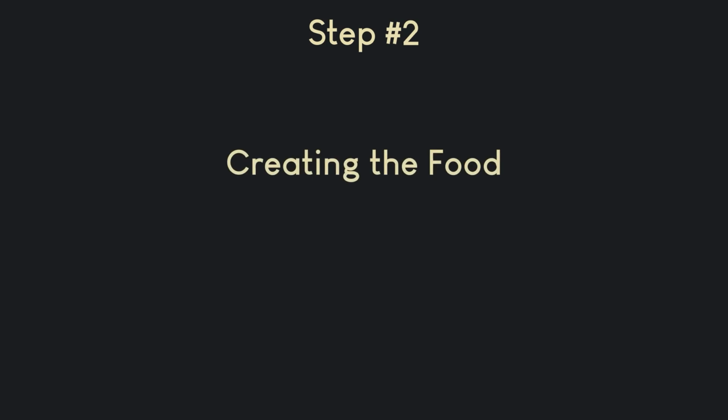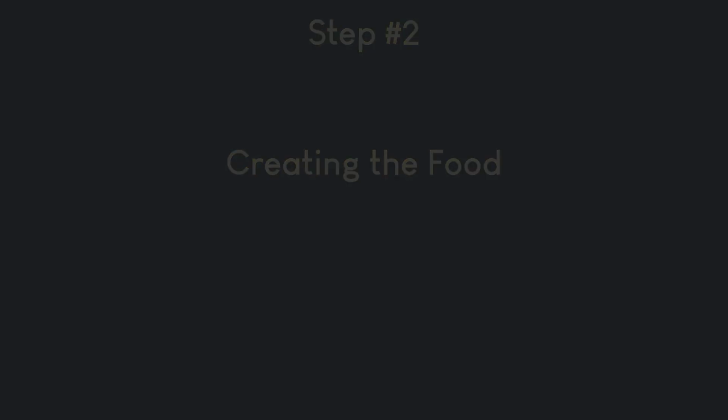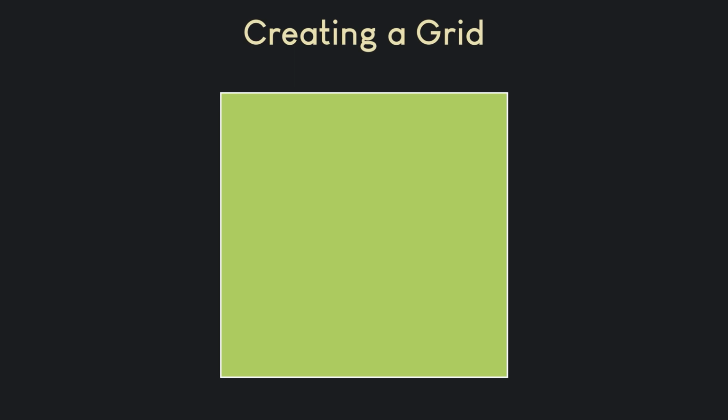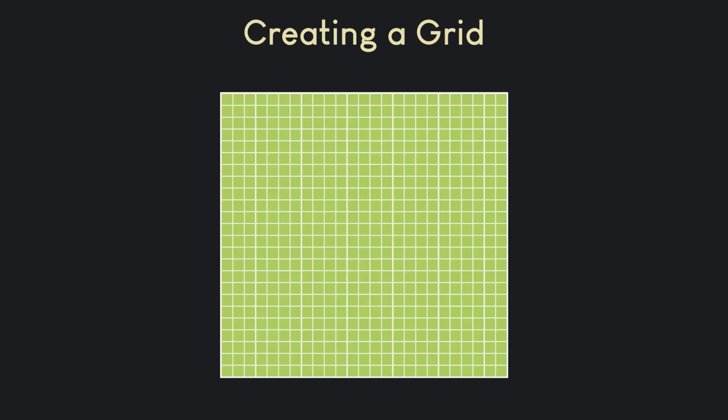We are going to create a food object. Before we create our game object, let's think about the game logic. To make our lives easier as game developers, we are going to use a technique very common in game development. We are going to create a grid. That is, we are going to divide the game screen in a large number of identical cells.